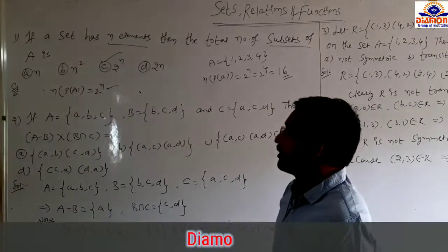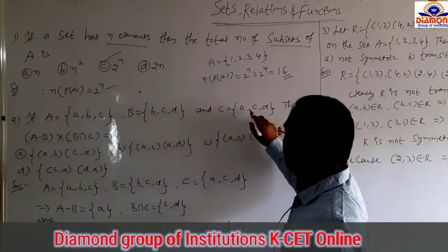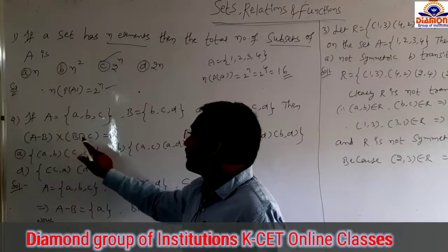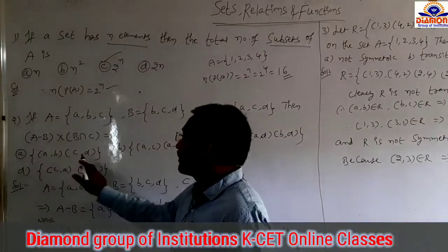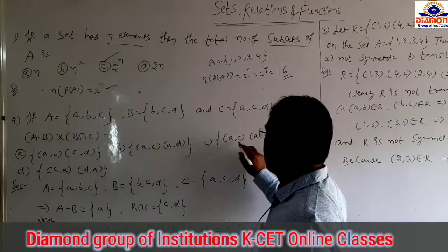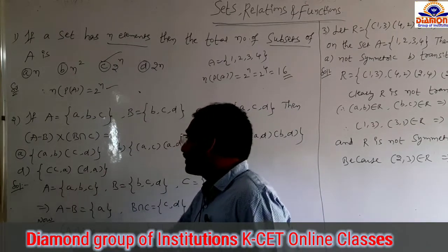Next problem. If A equal to {A, B, C}, B equal to {B, C, D} and C equal to {A, C, D}, then (A minus B) cross (B intersection C) equals what? Option A, (A, B), (C, D). Option B, (A, C), (A, D). Option C, (A, C), (A, D), (B, D). Option D, (C, A), (B, E).